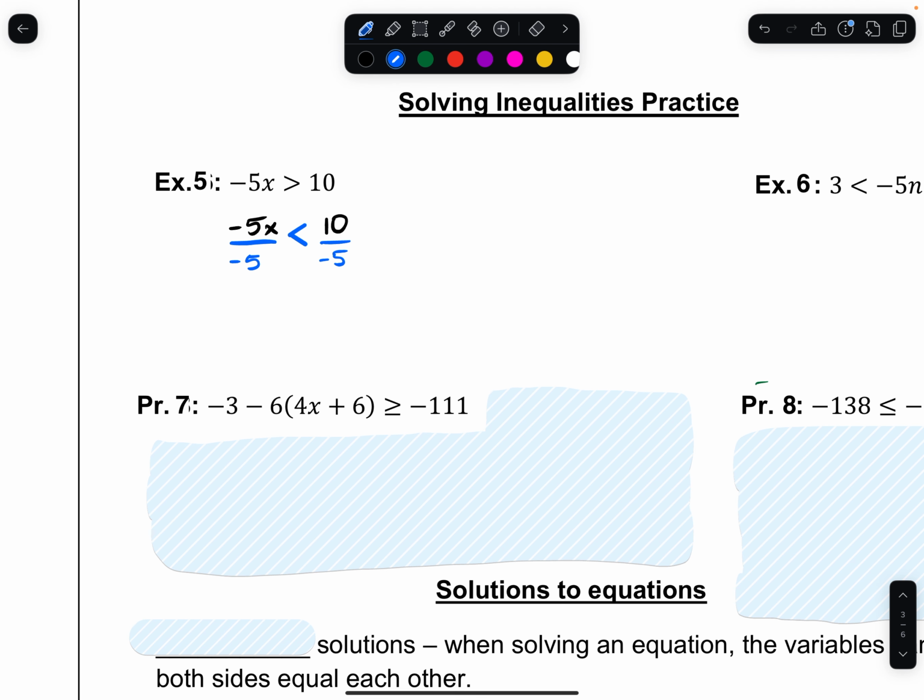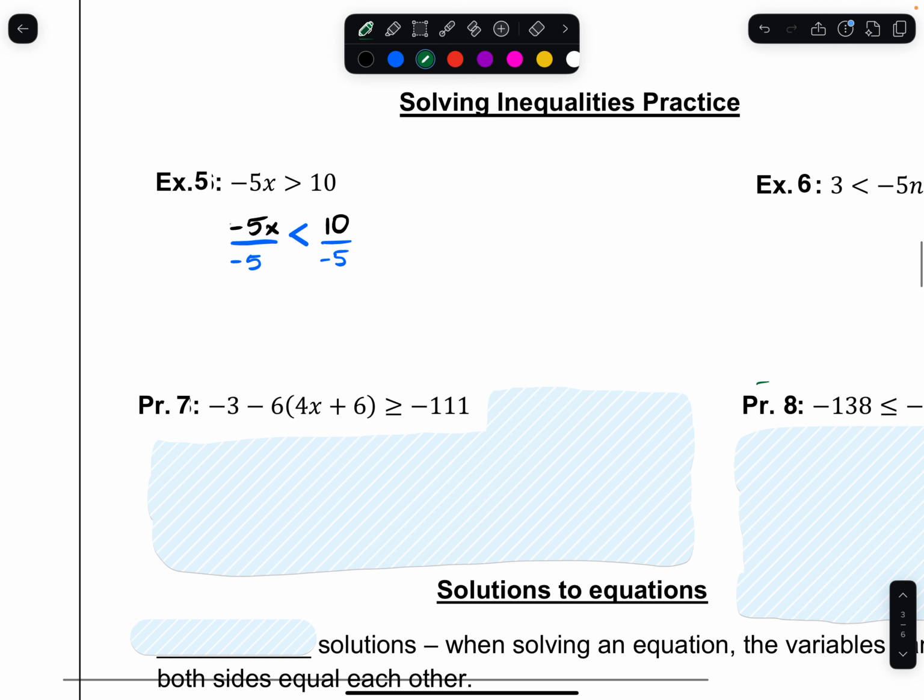And then I simplify. So negative 5 divided by negative 5, that's just a big fat 1. 1 times x is just x. And now I have a less than symbol. 10 divided by negative 5, a positive divided by negative is negative. So I have negative 2.